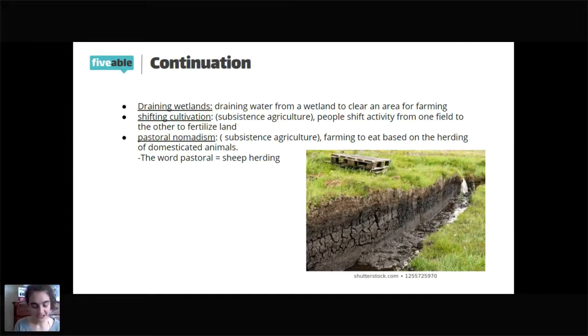Yeah. So you have 4 fields, and each season you would grow a different crop in that field for the health of the soil, to fertilize the soil, because whenever you plant a different crop, each different crop releases different nutrients into the soil, so it's very healthy for the land, very healthy for the land.